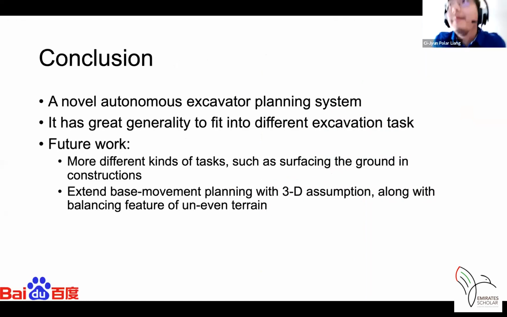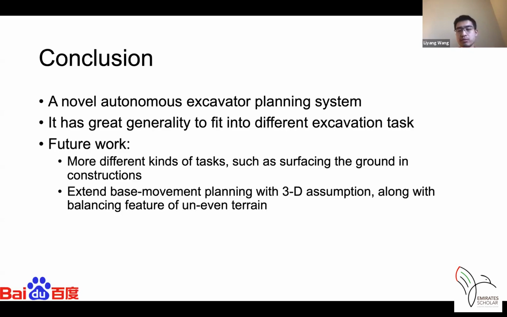Oh, yeah. So now we go to our conclusion. We present a novel autonomous excavator planning system. This planning system is general, which can handle different kinds of excavation tasks. In the future, we will work on more different kinds of tasks, such as surfacing the ground in constructions, and we'll extend our base move planning with 3D assumptions.